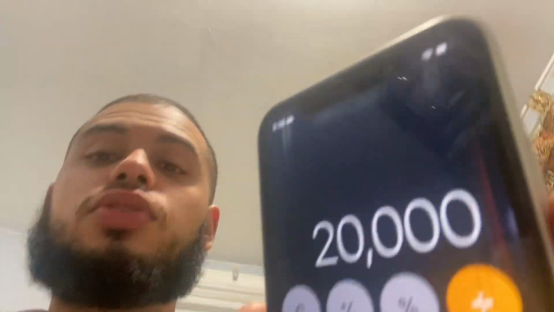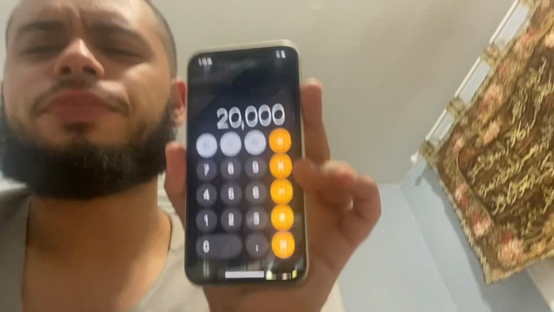Okay, so how many people are left? We got 600 plus 400 more, 400 people more. 400 times 50 equals 20,000, of course, because 30 plus 20. Okay, so 20,000.